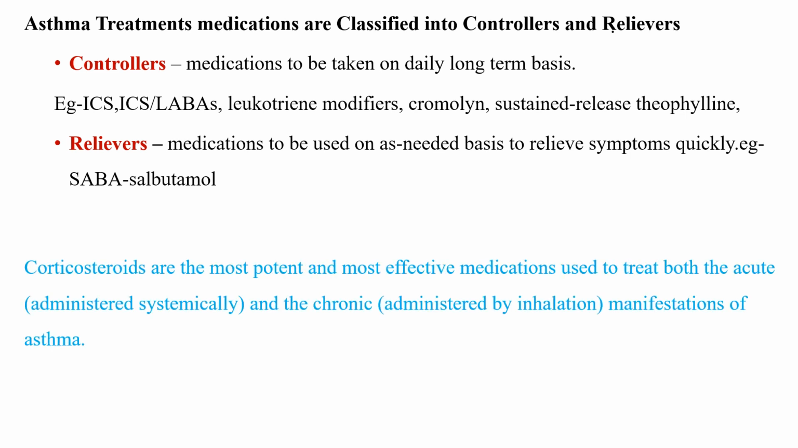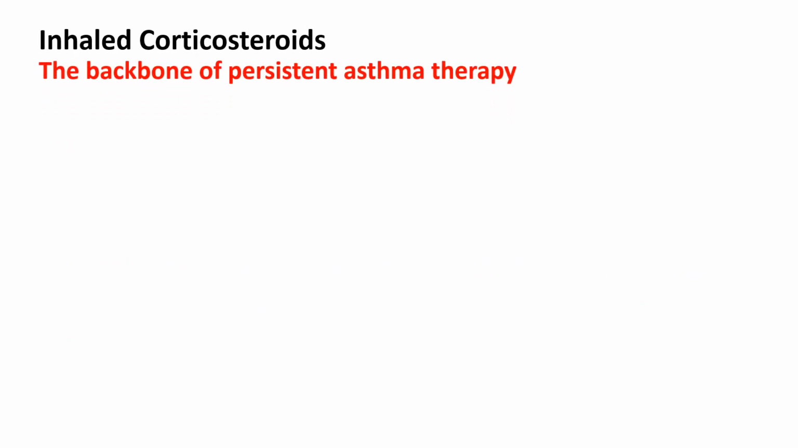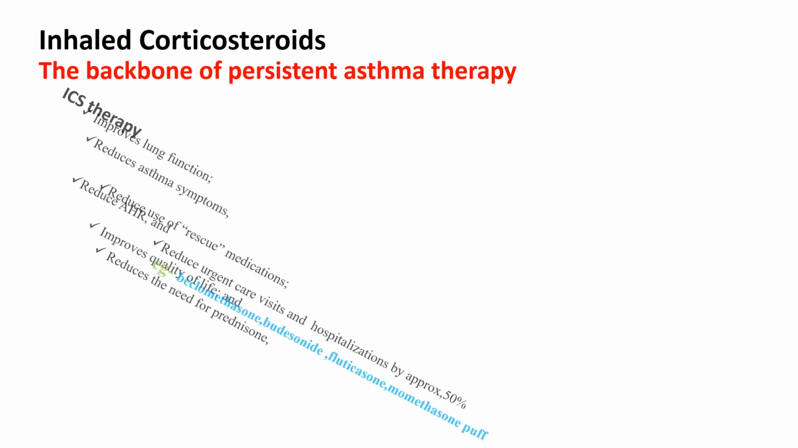Corticosteroids are the most potent and the most effective medications used to treat both the acute and the chronic manifestations of asthma. Inhaled corticosteroids are the backbone of persistent asthma therapy.